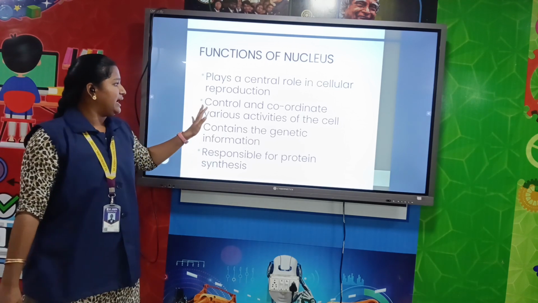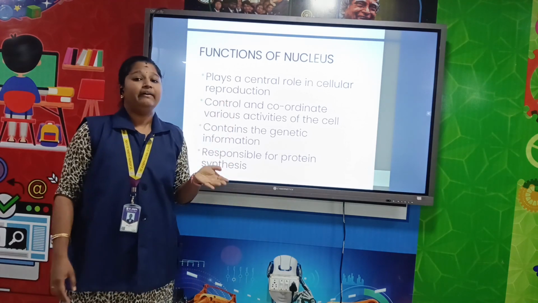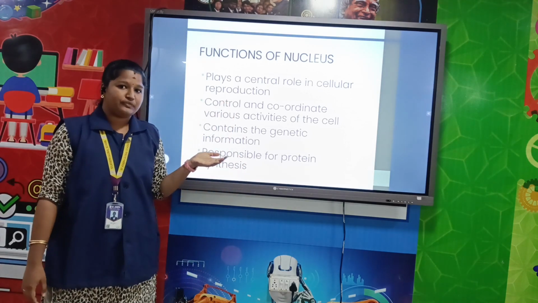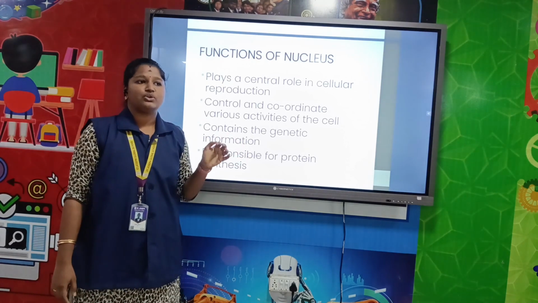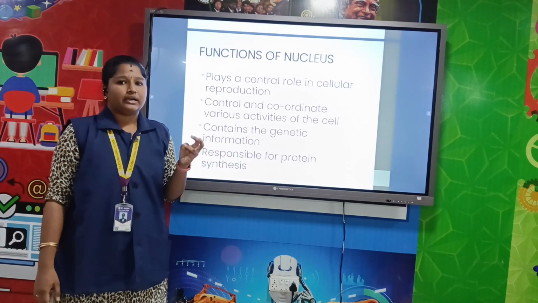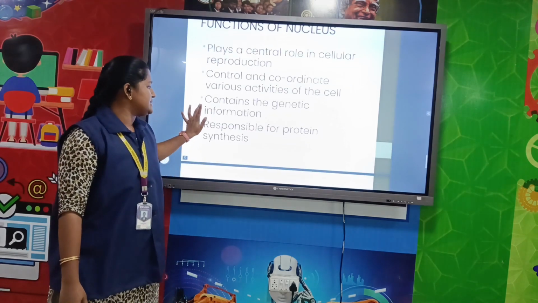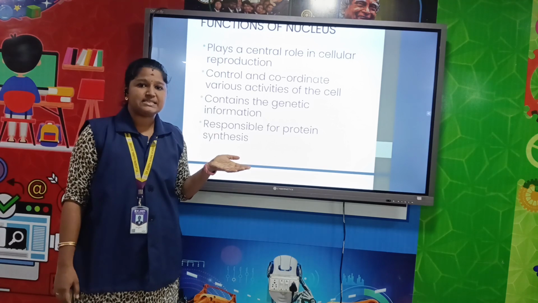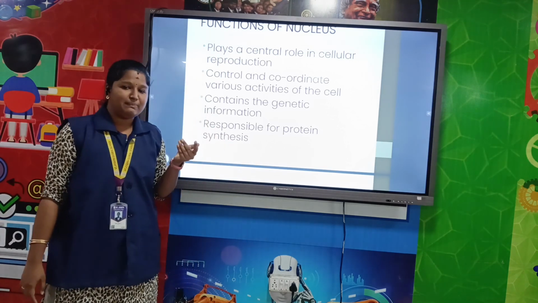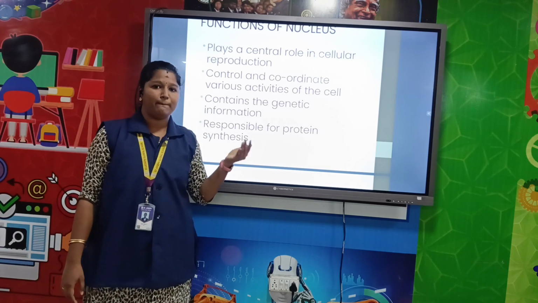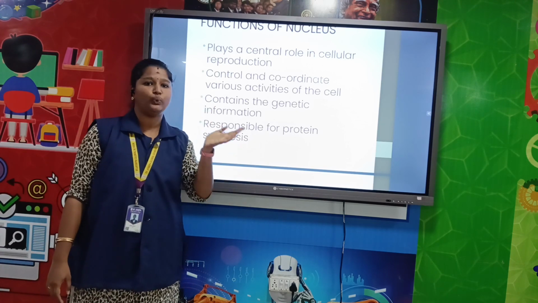The nucleus is the one thing that controls and coordinates the various important activities of the cell. It contains the genetic information, so all your DNA and RNA molecules are stored inside the nucleus, and it is responsible for protein synthesis. And one important thing, all your genes are inherited from your parents, right?